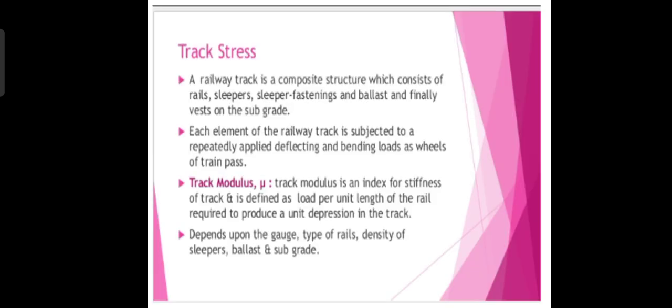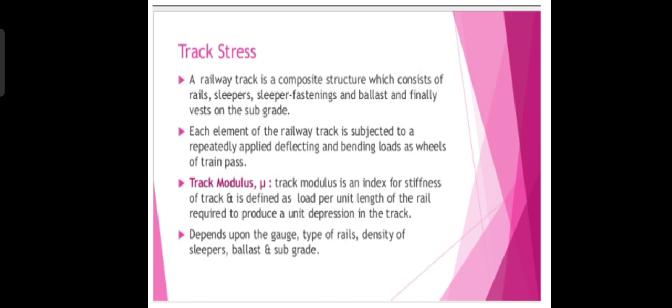Today we are going to see about the track stresses. A railway track is a composite structure which consists of rails, sleepers, sleeper fastenings and ballast, and finally the subgrade. Each element of the railway track is subjected to repeatedly applied deflecting and bending loads as wheels of the train pass.